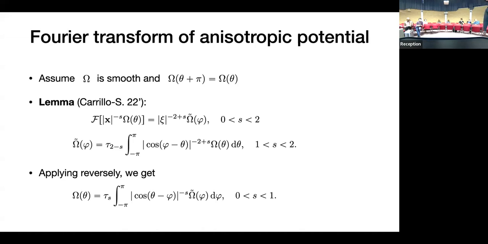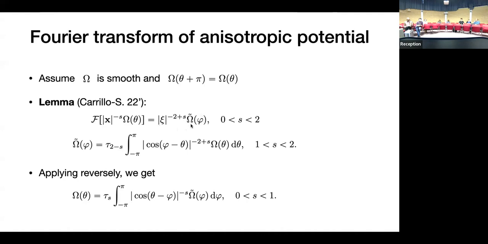Okay, so what we did is to take the Fourier transform of the anisotropic potential of the form |x| to the minus s times omega of theta. That's a very typical form of anisotropic potentials. And it turns out that by some very explicit calculation, we can get this formula. It is still of a very similar form on the Fourier side.